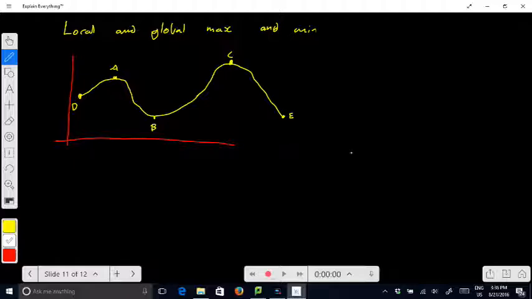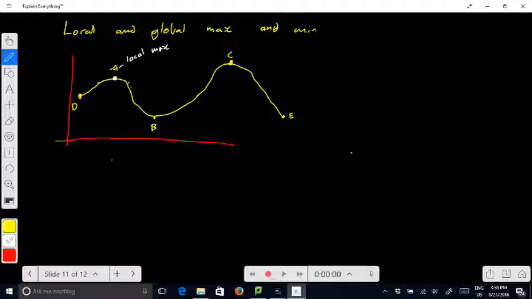So essentially if we've got a curve, something like this, if we have a look at the point A, we can say that is a local max point. So it's a local max because the points around that point, point A is greater than those of its neighbours. So point A is a local maximum point.